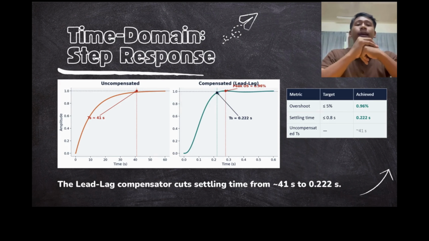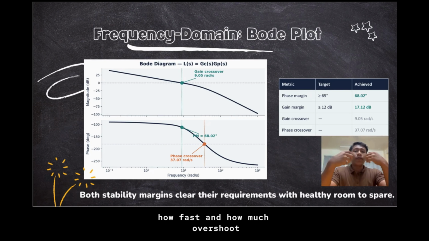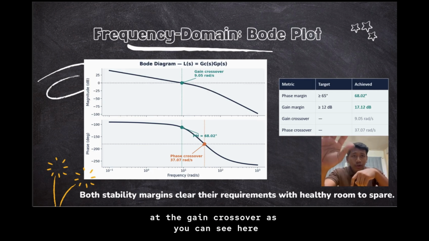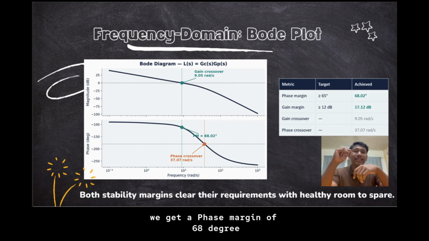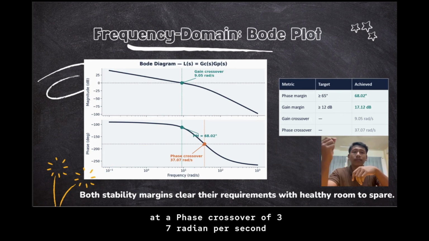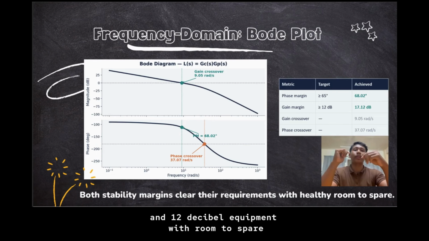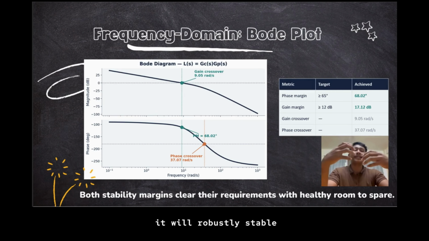Next, where the step response tells you how fast and how much overshoot you get, this Bode plot tells you how robust that behavior is, how much room you have before the system becomes unstable. At the gain crossover, as you can see here, at a frequency of 9.05 radians per second, we get a phase margin of 68 degrees. At the phase crossover of 37 radians per second, the gain margin is around 17.1 decibels. Both clear the 65 degree and 12 decibel requirements with room to spare. So the controller is not just fast, it is robustly stable.